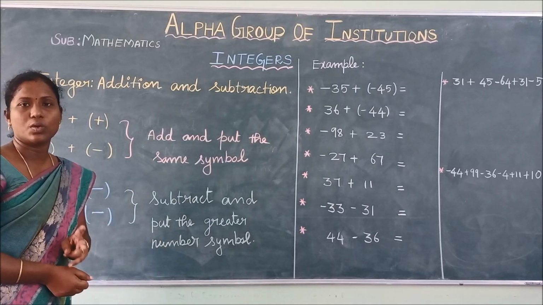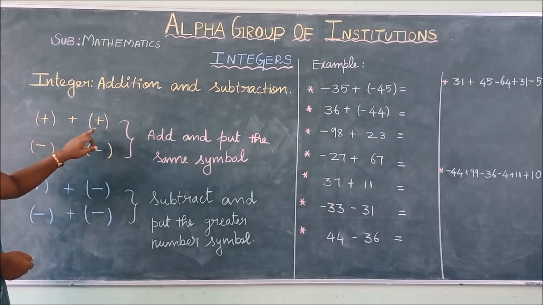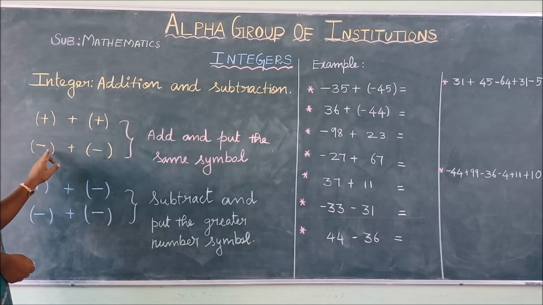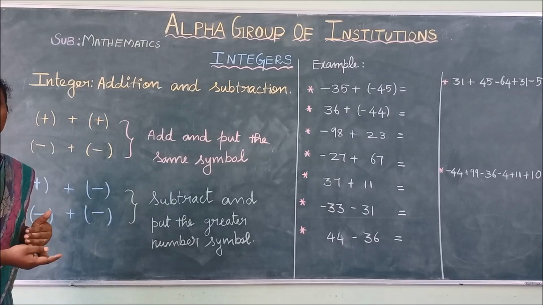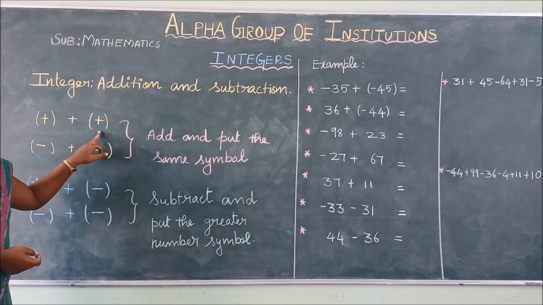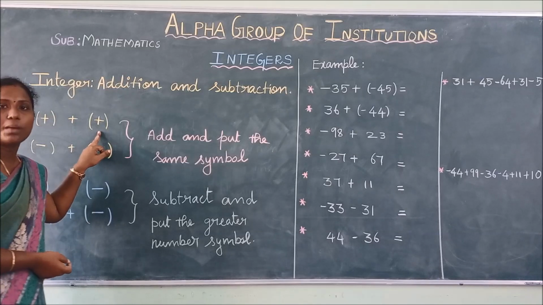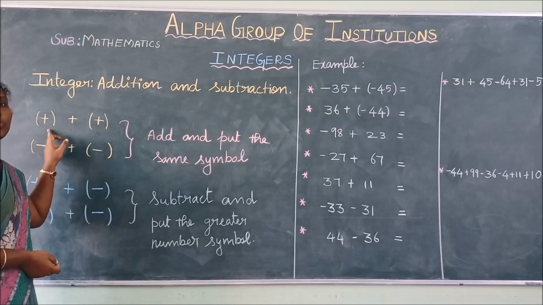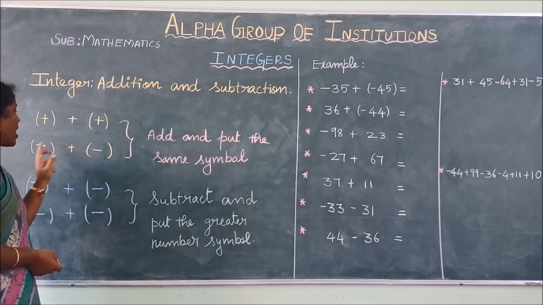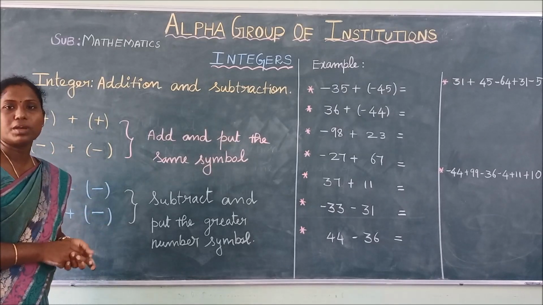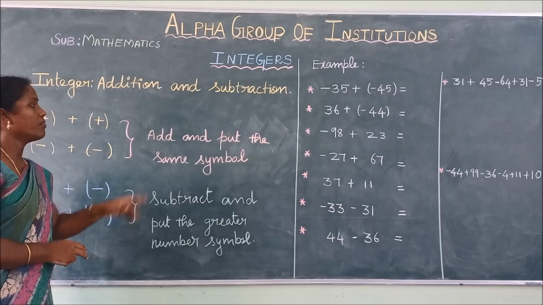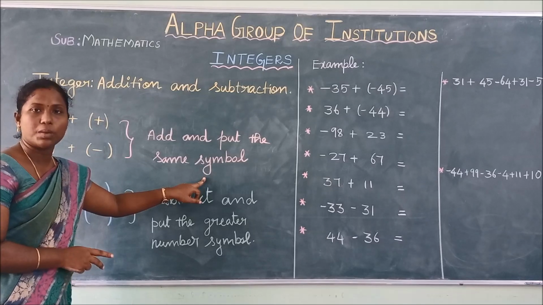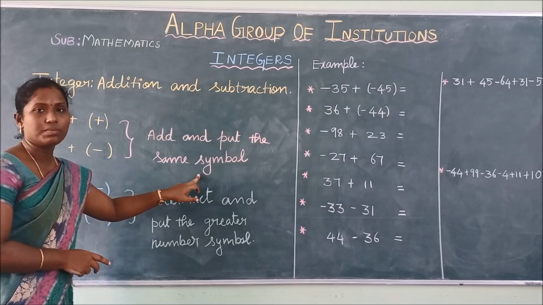Only two rules are there. If you are going to add two positive numbers or two negative numbers, in other words, numbers with the same sign, plus and plus or minus and minus, then we have to add the two numbers and put the same symbol.